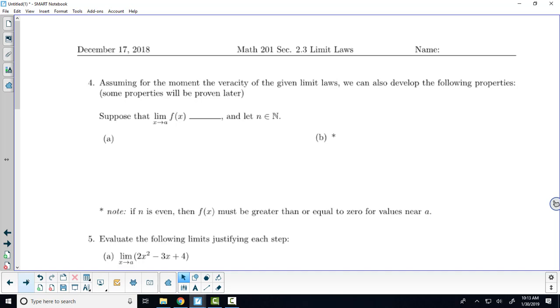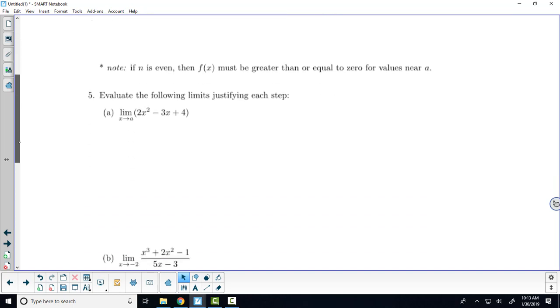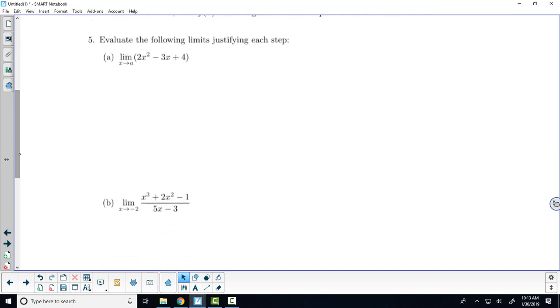So before I do property number 4, which is a useful one, we'll get to it in just a second here, I want to go ahead and actually work one of these problems. Okay. So we're going to evaluate the limit. We did not do this one, correct? No. Great.